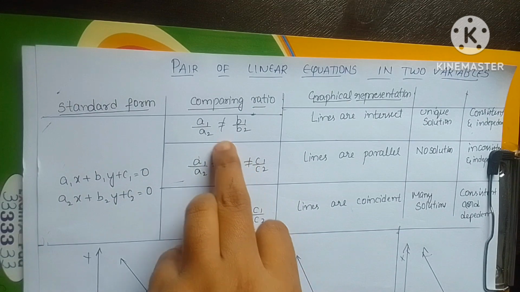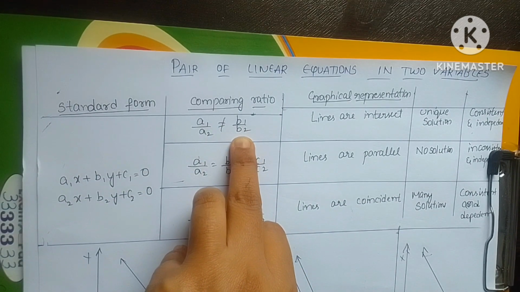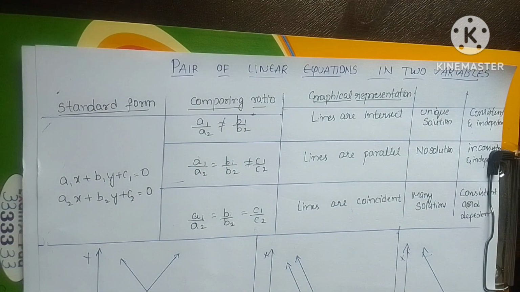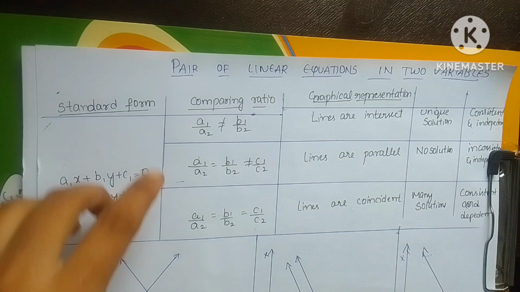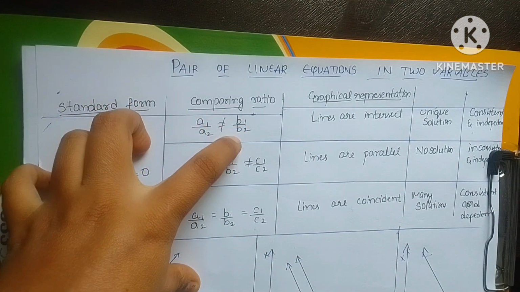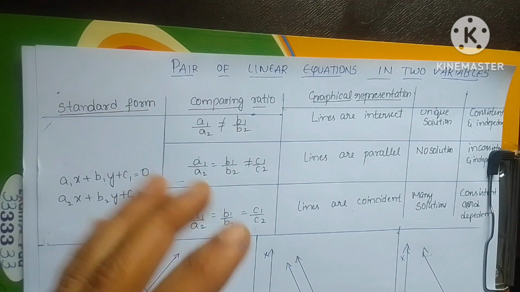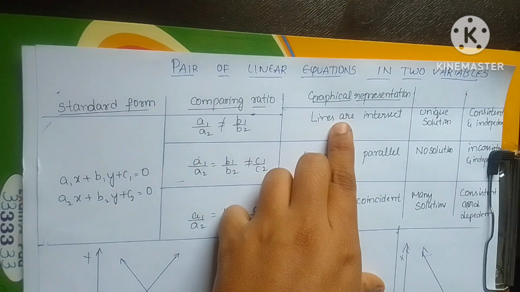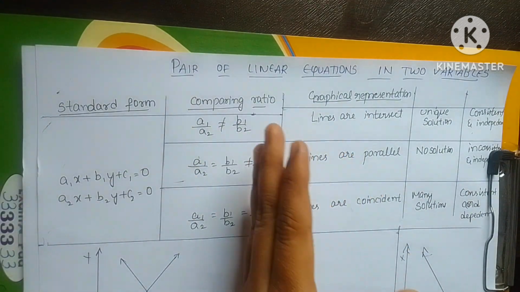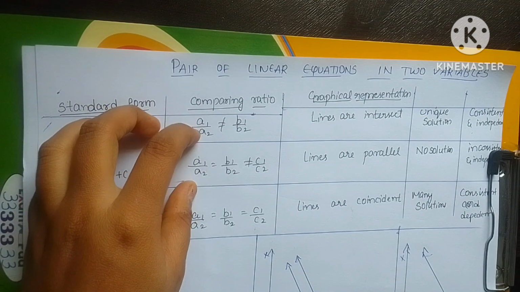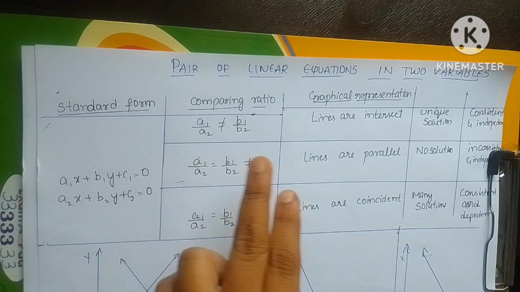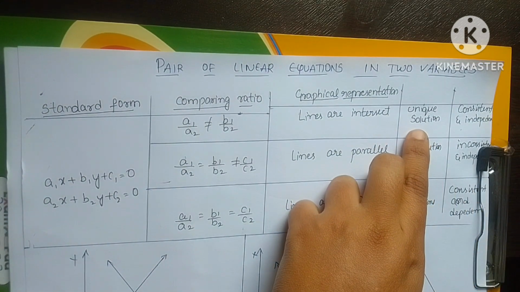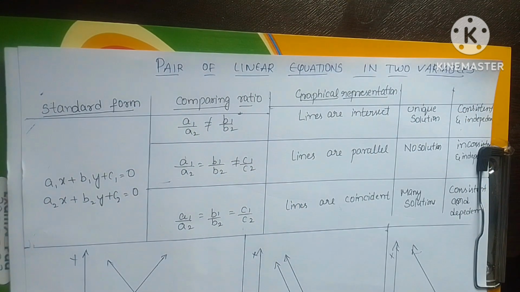If the comparing ratio a1 by a2 is not equal to b1 by b2, suppose a1 by a2 comes like 1 by 2, then b1 by b2 is not 1 by 2, it is like 3 by 4 or something. That is, a1 by a2 is not equal to b1 by b2, then the lines intersect. If the two comparing ratios are not equal, then the lines intersect and it has a unique solution, and this is consistent and independent.